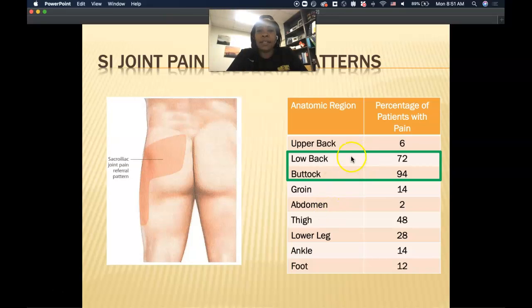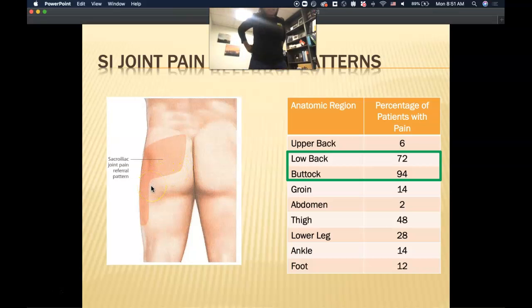I hope so. Okay, in terms of referral patterns, we're looking at the referral pattern for SI joint issues. They may come in and you ask, where does it hurt? Oh, it hurts right here. What we know about patients who reported to the emergency department and were diagnosed with SI joint pain is that 94% of those patients had pain in the butt region, which seems counterintuitive because the SI joint's way up here, but it also generates pain into the gluteal or buttock region.